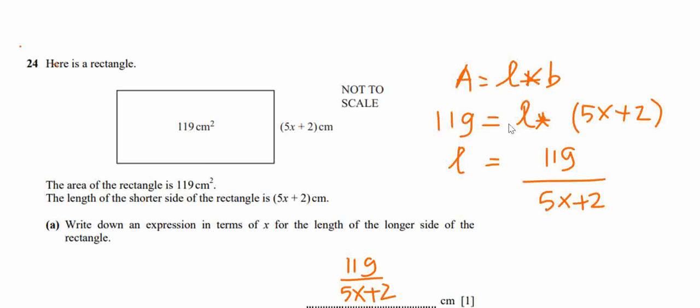So then we set L as the subject alone. We have to cancel out the 5x plus 2 by dividing both sides. So 119 over 5x plus 2. That will be our answer. Next, we move to 24b.